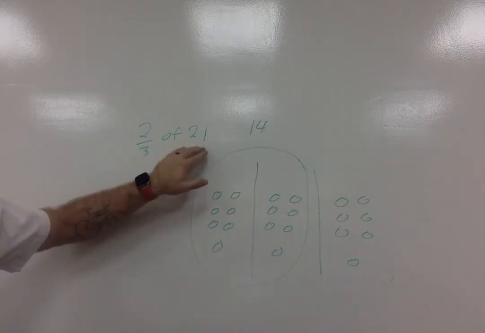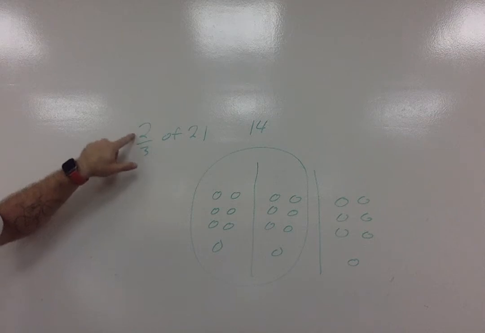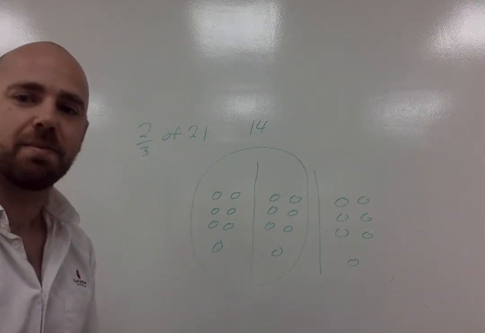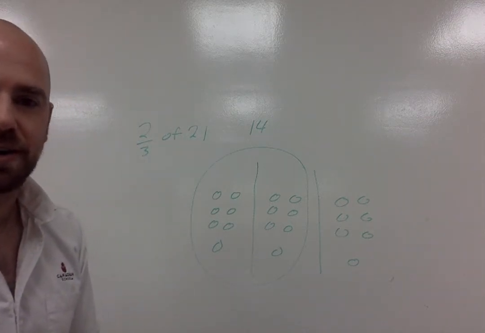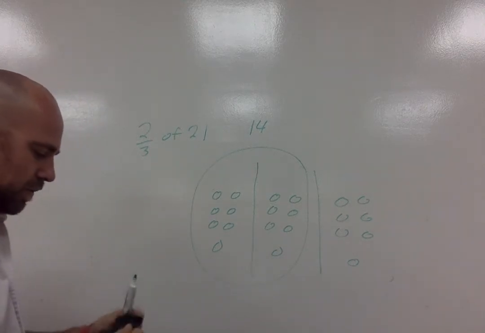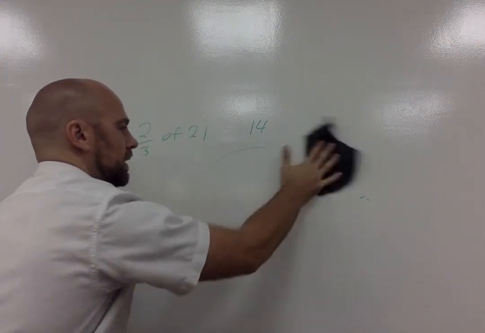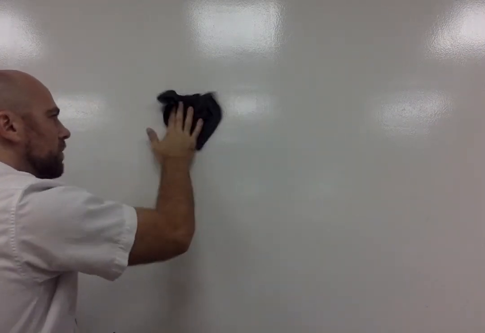Okay, once again, I take my whole amount, I break it up into the number of sections that's listed in my denominator, and I keep the amount of pieces that are in my numerator. All right. So I'll do one more, and then I'll let you guys do your homework.